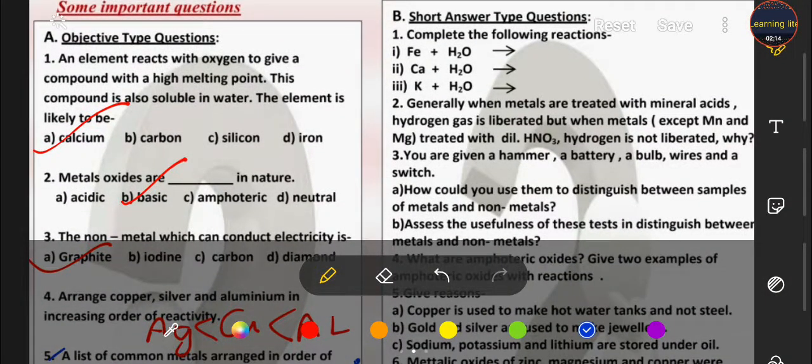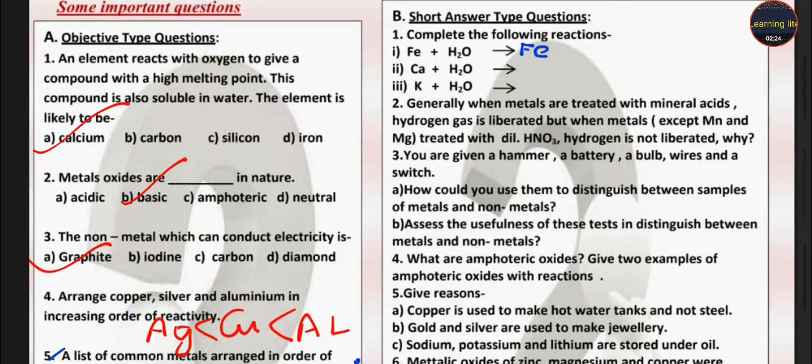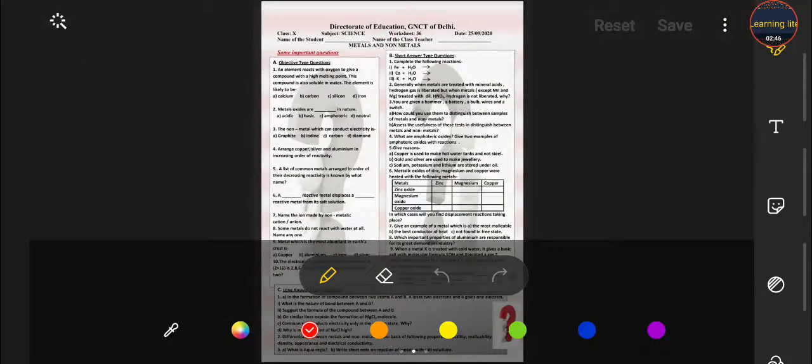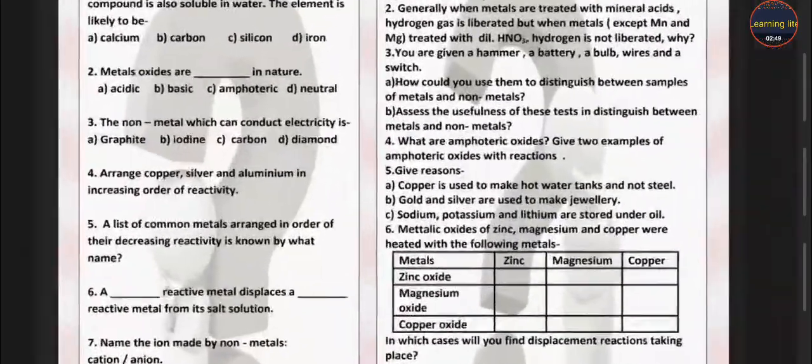Complete the following reaction. Fe plus H2O. So student, when Fe reacts with the H2O, then here we get Fe3O4 plus hydrogen. You have to balance that equation, student. Also balance it, because without balancing you won't get full marks. 3 Fe, 4 H2O and 4 H2. Okay.